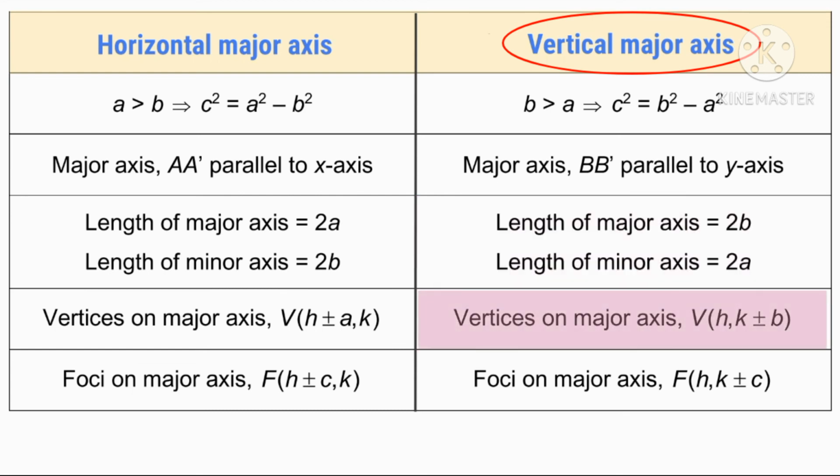The endpoints of major axis are the vertices with coordinates (h, k plus or minus b), and the foci have coordinates (h, k plus or minus c).